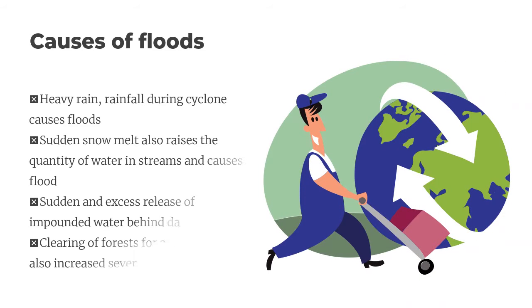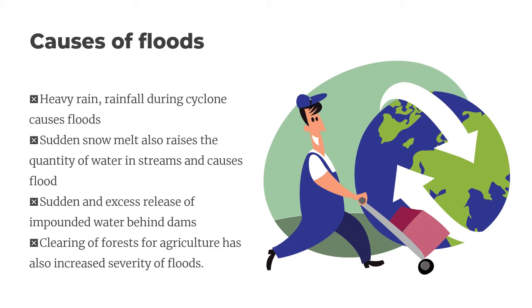So what are the different causes of floods? We have heavy rainfall during cyclones. Next, sudden snow melt also raises the quantity of water in streams and causes flood. We could not experience this one because this is happening in other parts of the planet and other parts of the world. Next, sudden release of impounded water behind dams. Just recently, this happened in the Cagayan and Isabela region, with the release of water in dams.